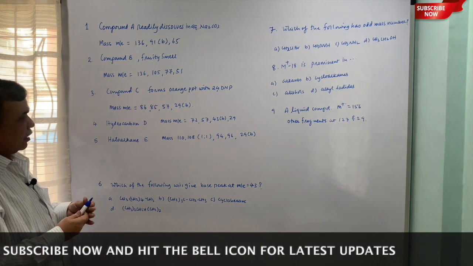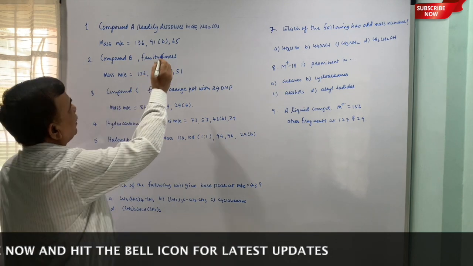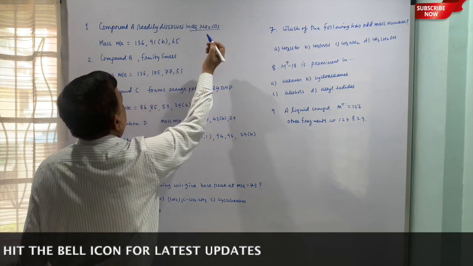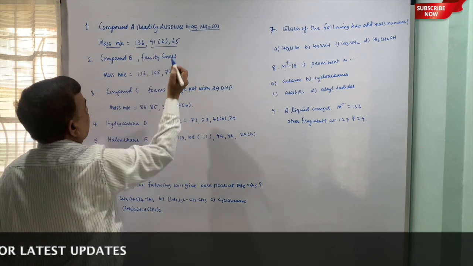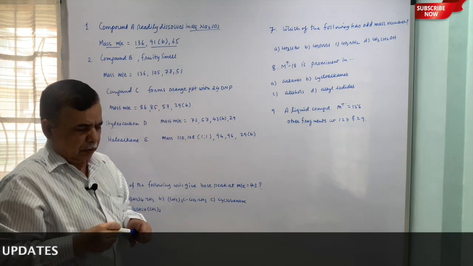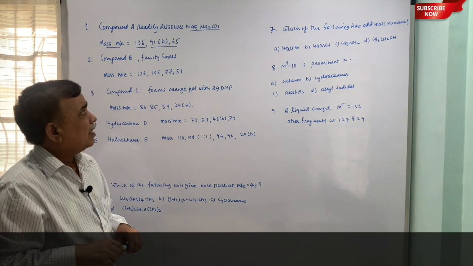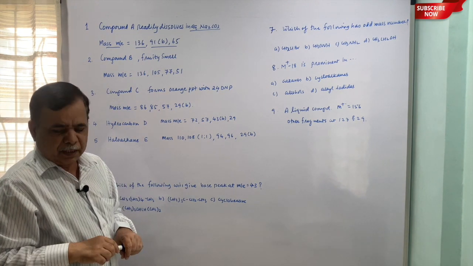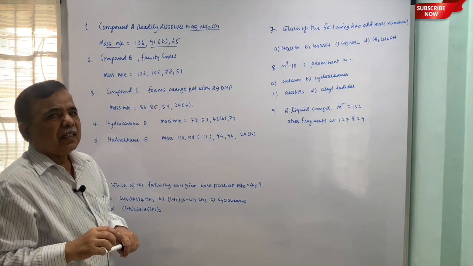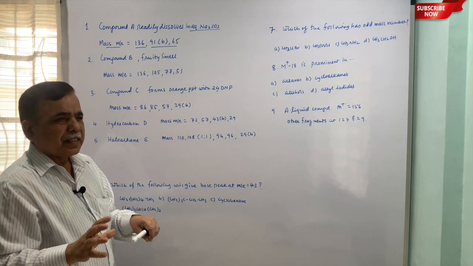Compound A, question number 1, readily dissolves in carbonate, that is the hint, and these are the mass spectral data. So the first hint is that it readily dissolves in carbonate, which means it is going to be an acidic compound. So it is an acid in short.